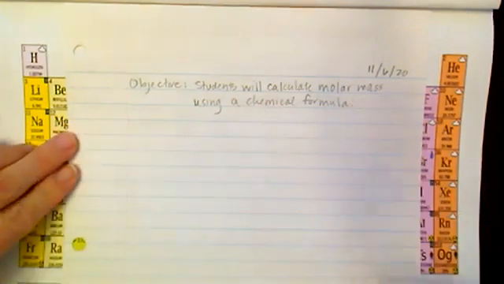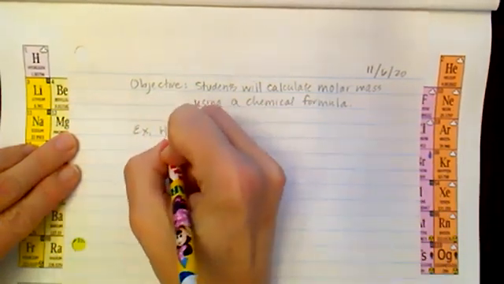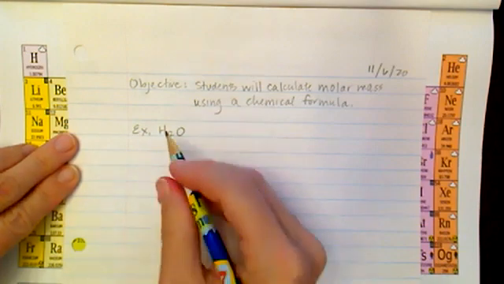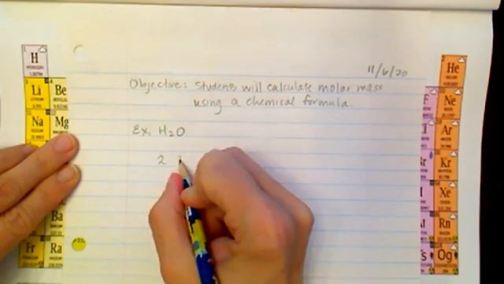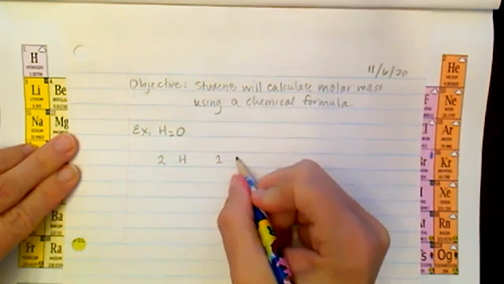So students will calculate molar mass using a chemical formula. In the assignment, the example I gave is H2O. Okay? And we should know by now that when we look at a formula like H2O, that means there are 2 atoms of hydrogen and 1 atom of oxygen.